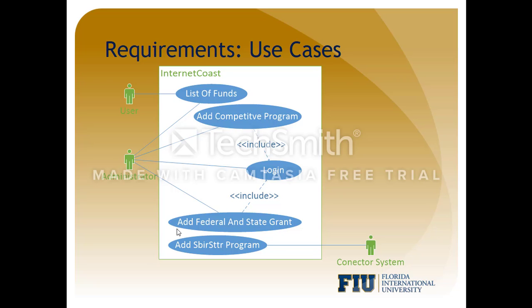add competitive programs, logging into the system in order to do so, and they are going to be able also to add federal and state grants. So the SBIR and STTR programs, a connector was created for that purpose, since what we have to do is actually connect to a website, read the HTML file, parse that HTML file, and grab the information that we want to store in our system and make it available through the list of funds to everyone who accesses the system.